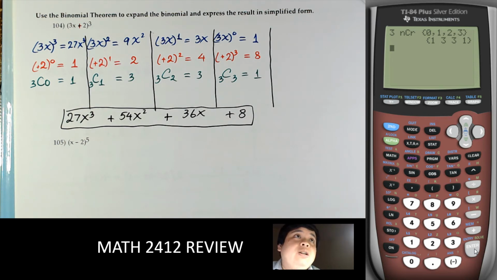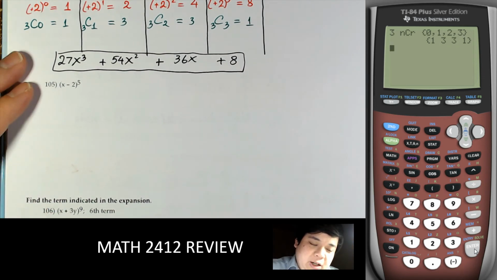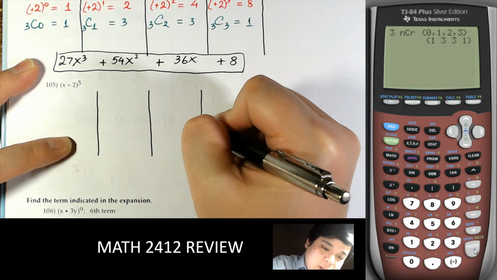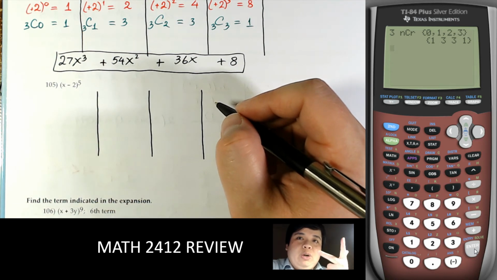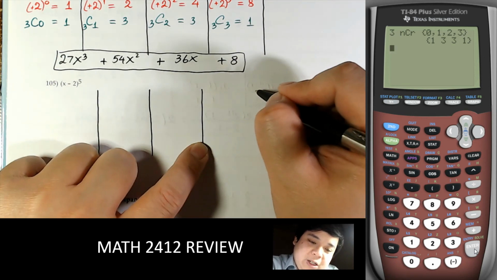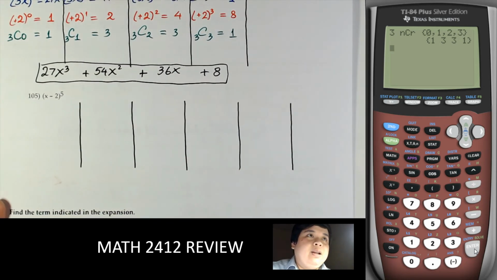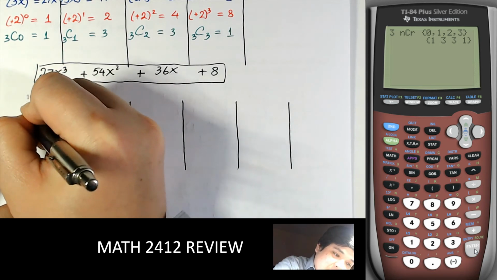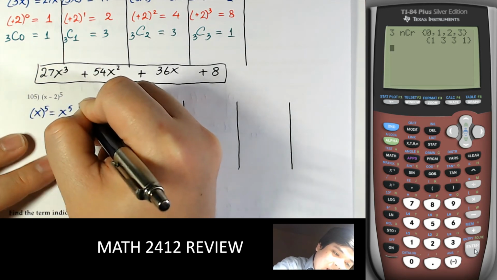We have another one here. So again, divide into columns. This goes to the power of 5, so there are going to be 6 columns. The powers are 5, 4, 3, 2, 1, and then 0, and the columns are 1, 2, 3, 4, 5, 6. The first one we have is just x, with the power from 5 and decreasing.